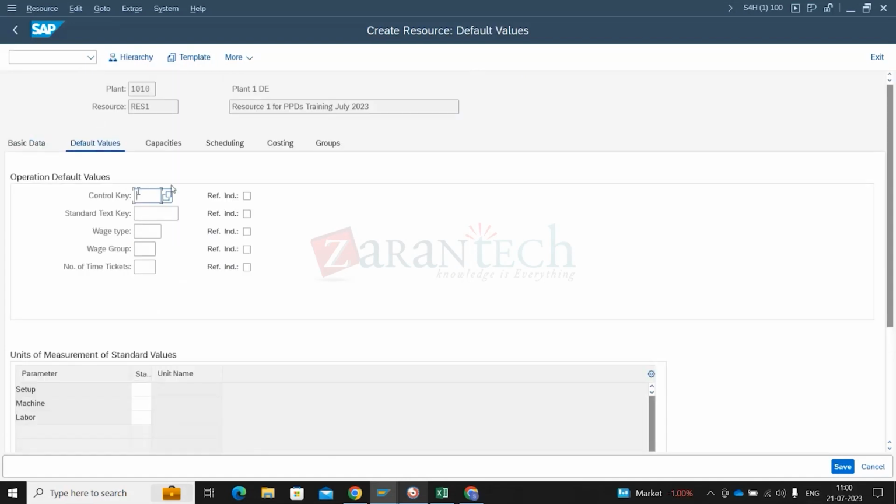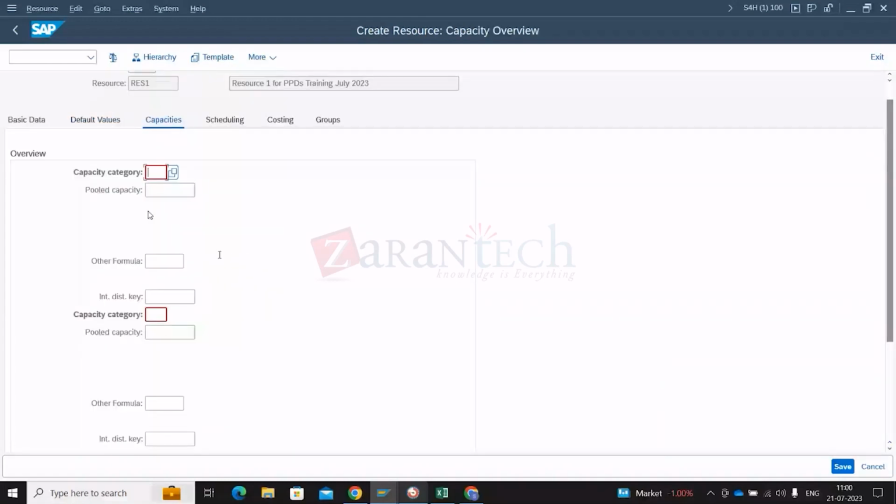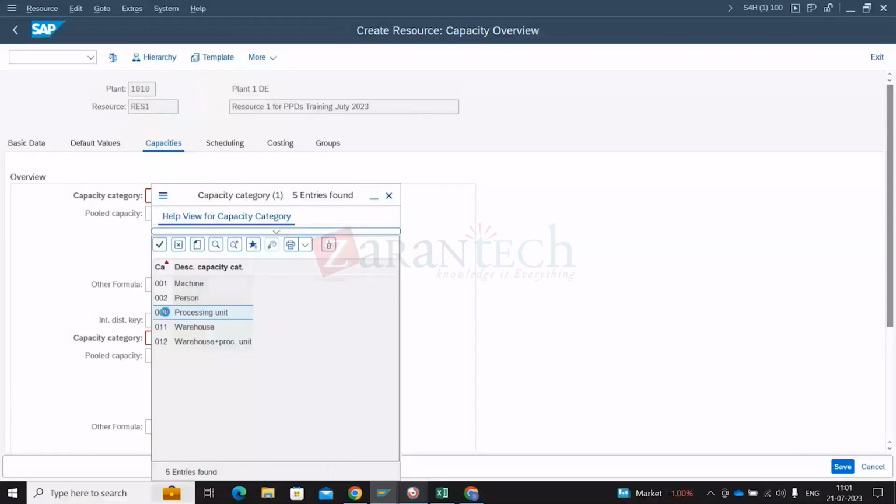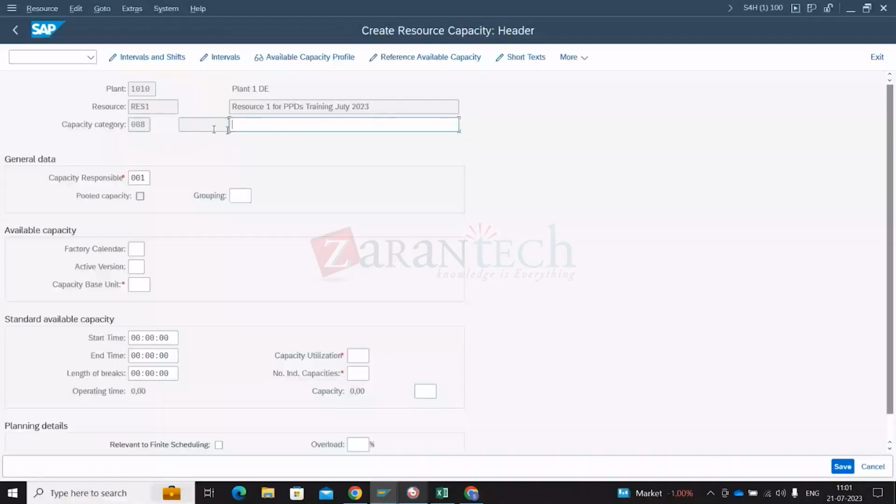Then let's go to default values. So control key is already selected, setup machine. And let's go to capacity. This is important. Okay. So practically, the thing that you see in PPDS is actually capacity, not the resource. The more capacities you create here, the more resources that would get created in PPDS. Okay, because we do the capacity planning there. We don't do resource planning in PPDS. So for the time being, I will select one, say 0008 processing unit capacity. Okay, enter. So the moment I pressed enter, it brought me into the capacity header screen.